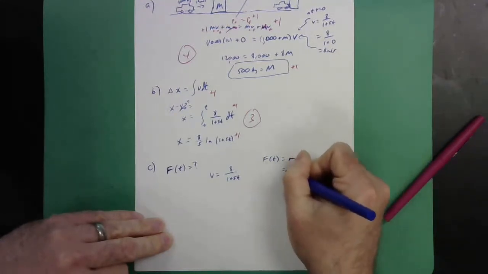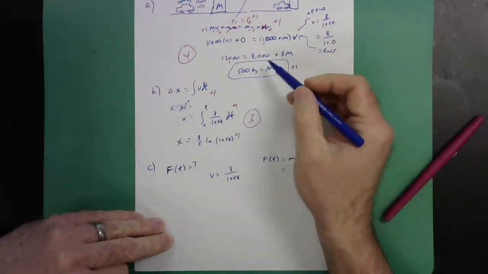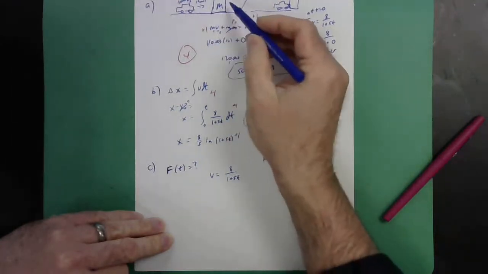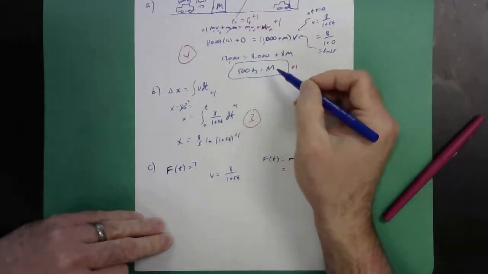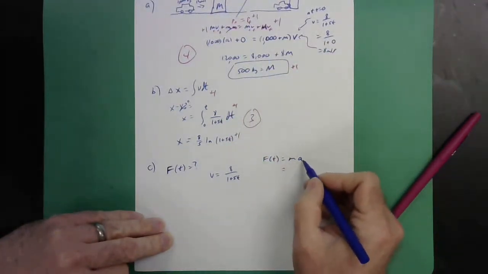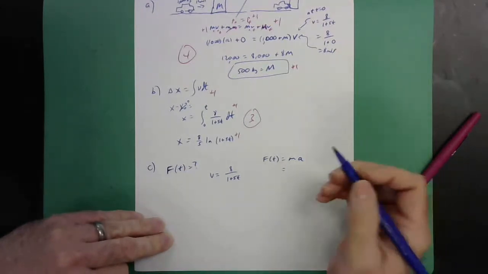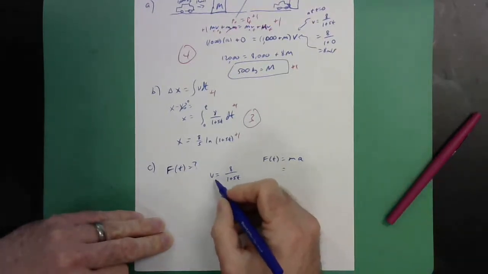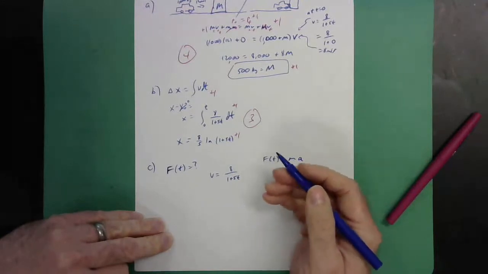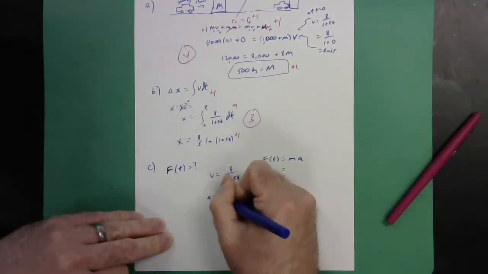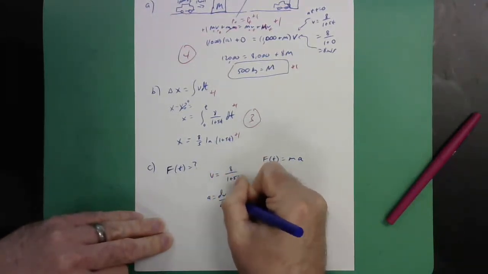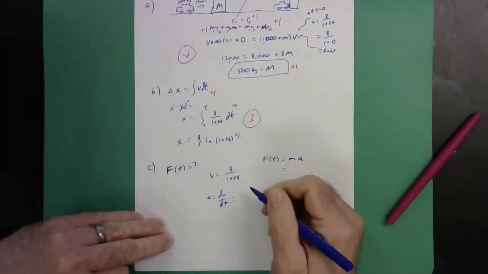And so the mass of the system I know, the car was 1,000 and the mystery mass m was 500, so that's 1,500, so I know m. If I can find a, I'll find F of t, just multiply by the mass. Well, a, I've got a velocity equation. Acceleration is dv/dt. So I just have to take the derivative of this with respect to time.